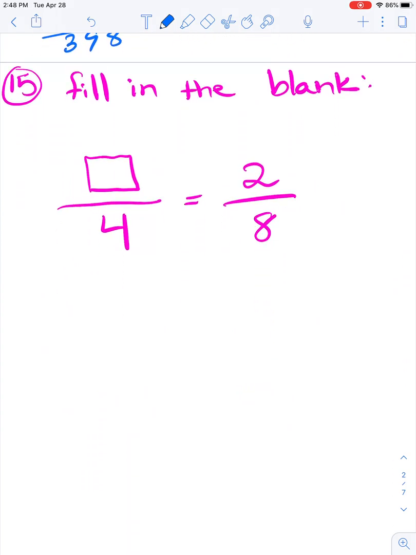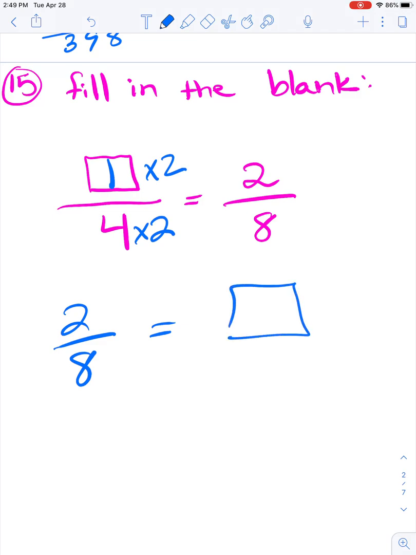Here we're going to fill in the blank. Well, we have to think, what times what? How do we get 8? So 4 times, count by 4: 4, 8, 2 times. So we have to take this number times 2 to equal 2. Count by 2s. 2 goes in 1 time. You could have done it this way, if this helped.